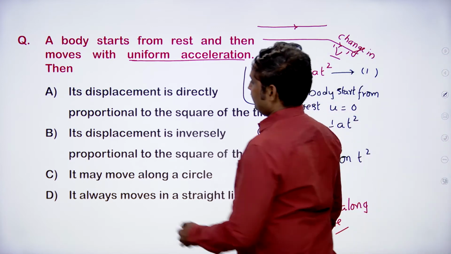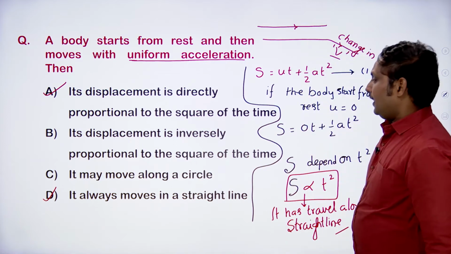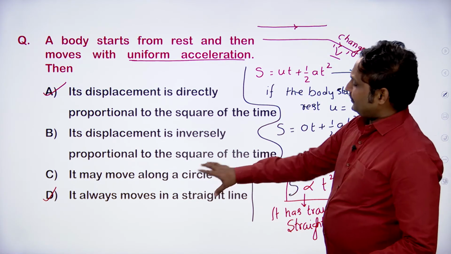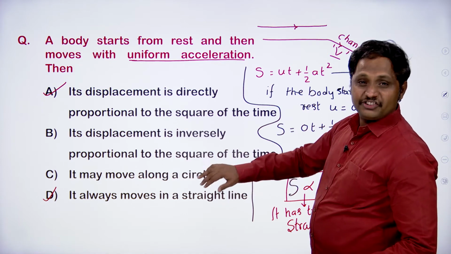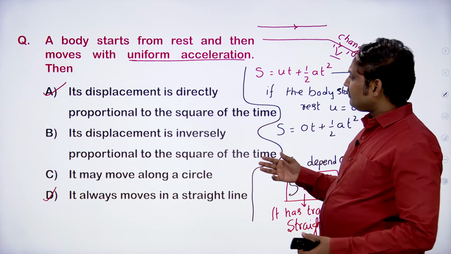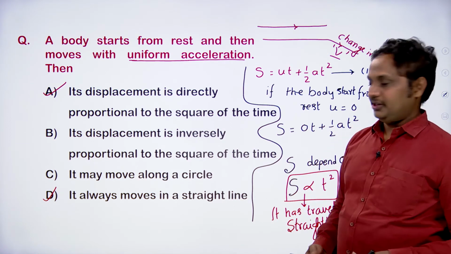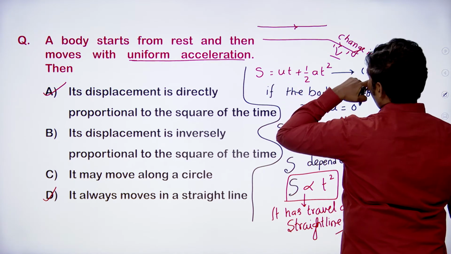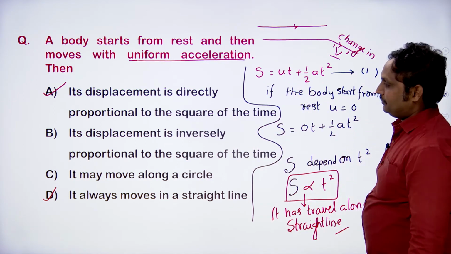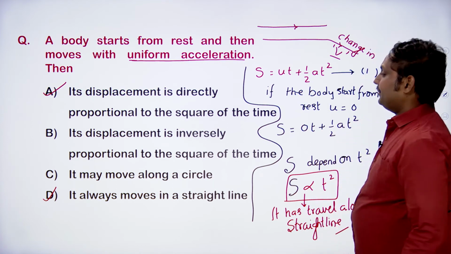Yes, it may move along a circle. If it changes its direction, there exists a change in velocity. So, the first and fourth options are going to be correct.